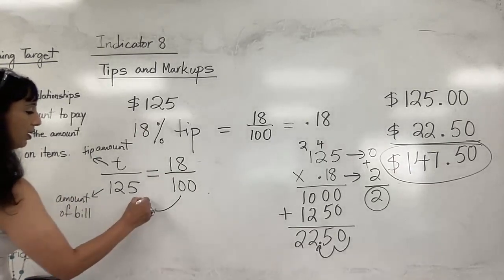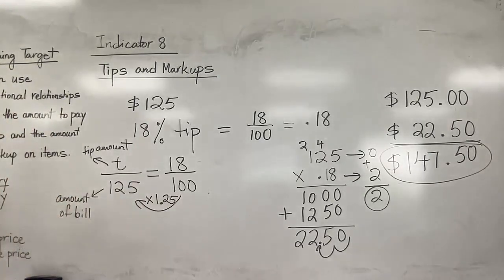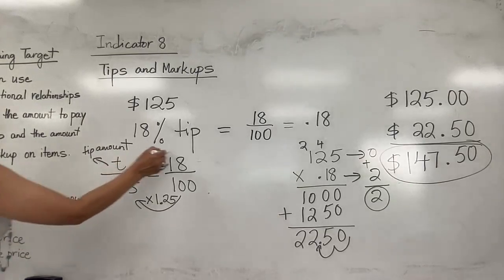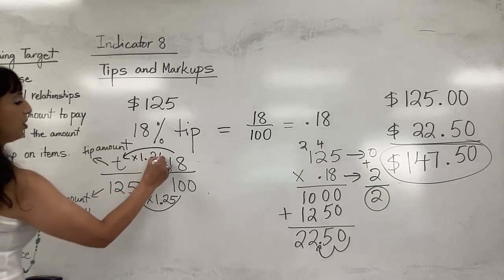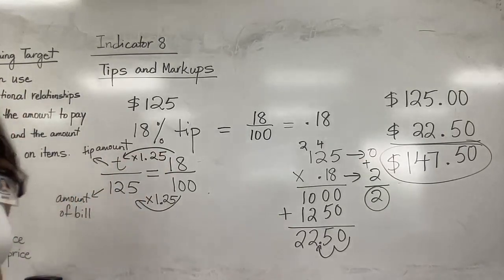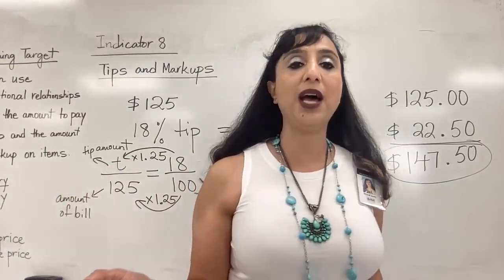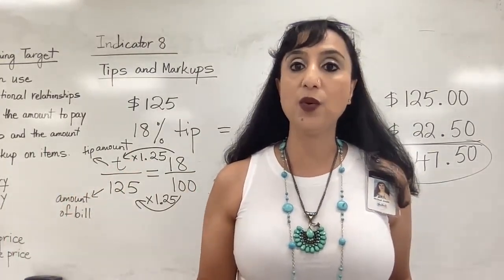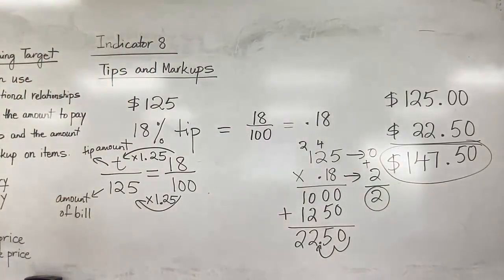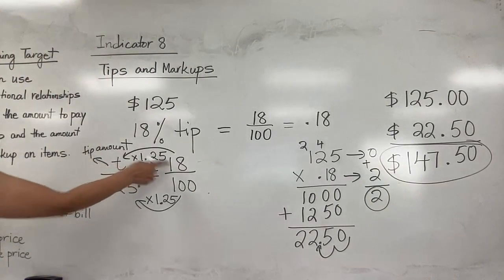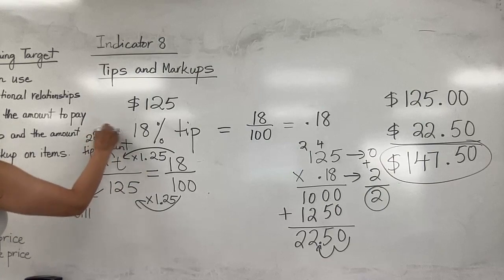Because 100 times 1.25 gives me 125, I'm going to do exactly the same thing over here and multiply by 1.25, because whatever I do to the denominator, I've got to do exactly the same thing to the numerator. And when I multiply 18 times 1.25, you are going to get 22.50, which is the tip.